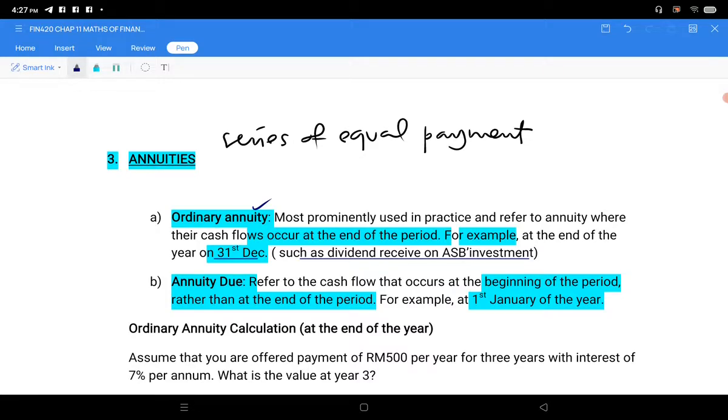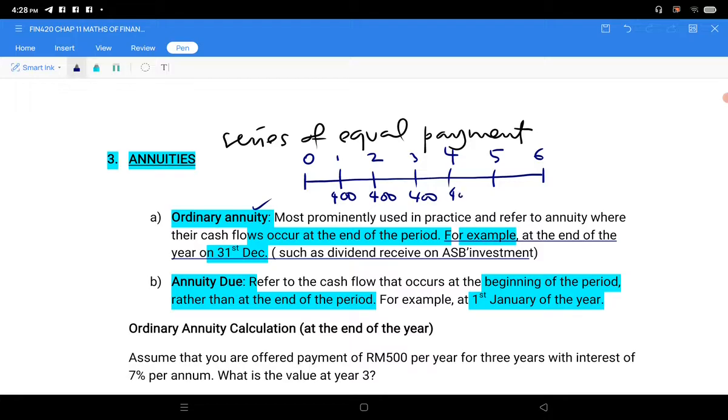Okay, untuk ordinary annuity, contoh, katakanlah you are paying 400 per month. Okay, starting with 0, 1, first year, second year, third year, fourth year, fifth year and 6 years. Okay, so kalaulah dia ordinary annuity then you are paying at the end of the period, so your first payment of 400 akan berlaku di sini. Okay, 400, 400, 400, 400 and 400. Okay, for ordinary annuity, right?